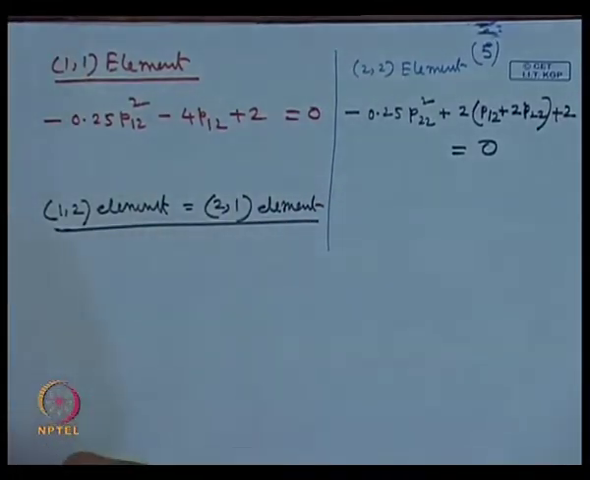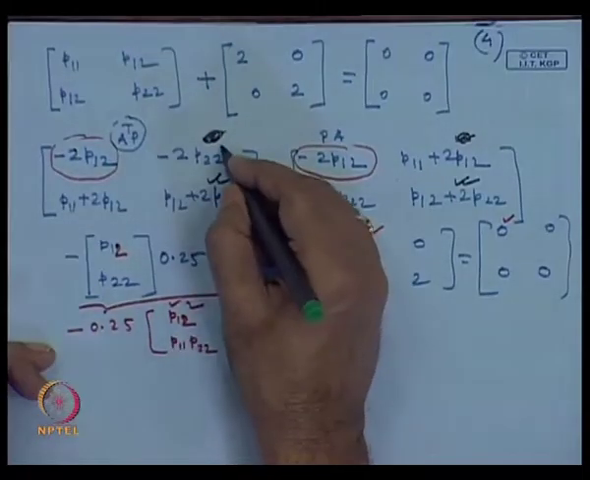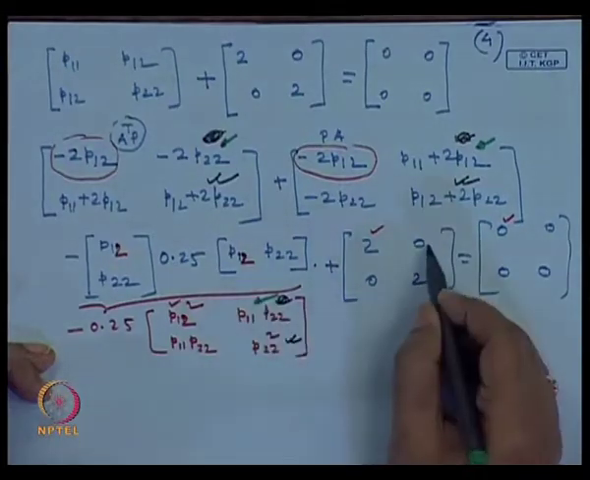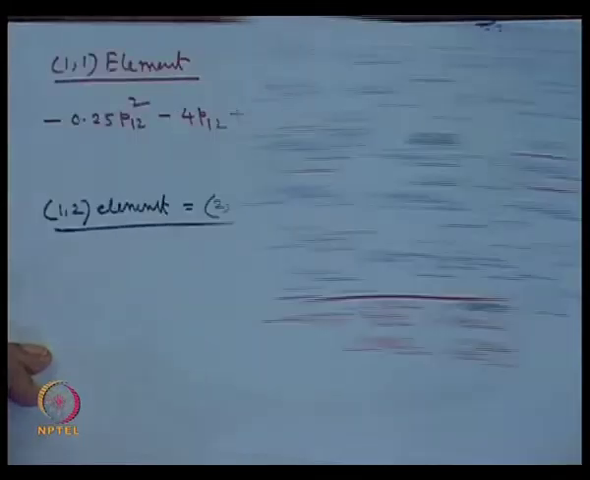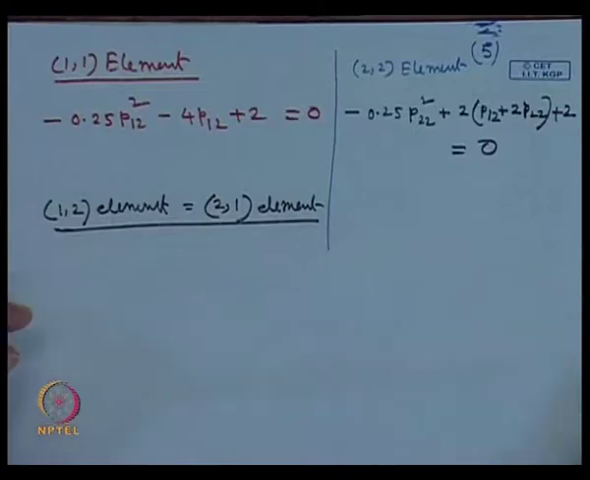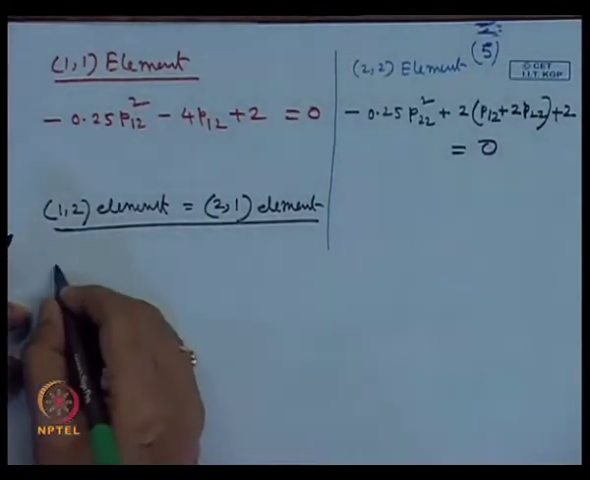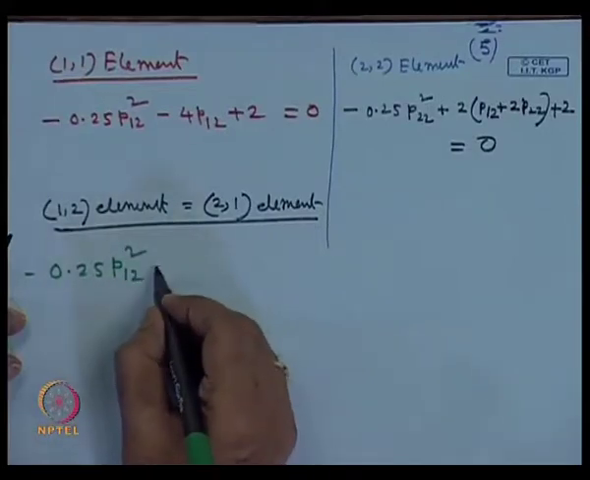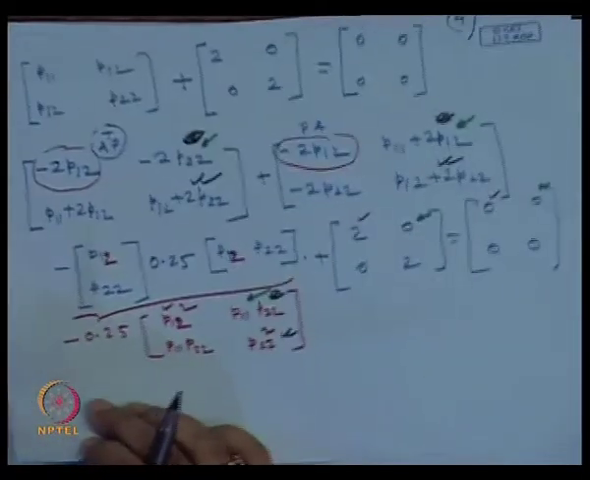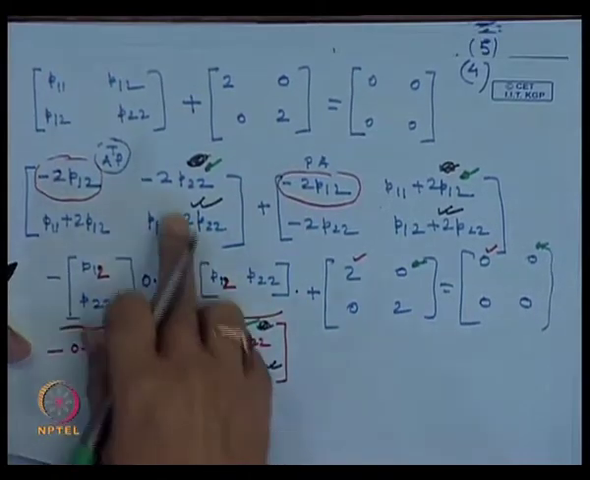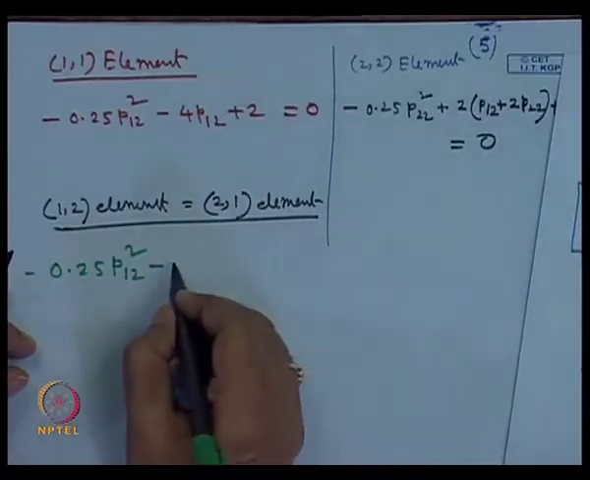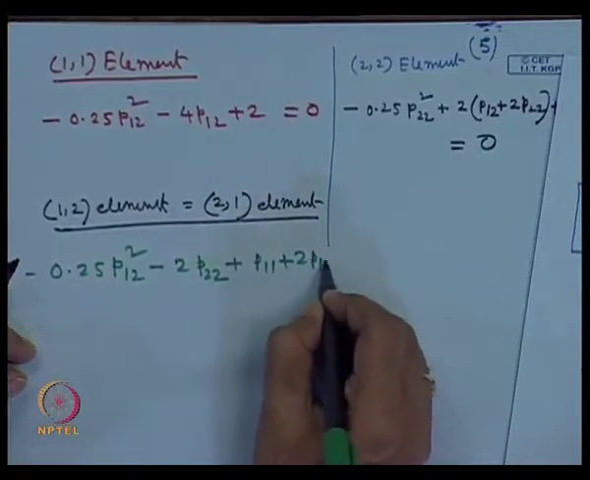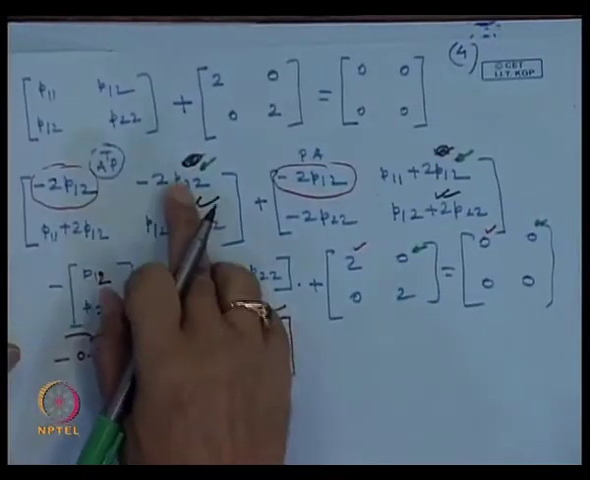So, now in this case you see what is that quantity. P2 element is this one, then this one, and this is 0, this one, and this is this one. So, if you write it that way, I can write P2 elements as that minus 0.25 P2 whole square, then minus 2 P2 minus 2 P2, then plus P1 plus twice P2 is equal to 0.